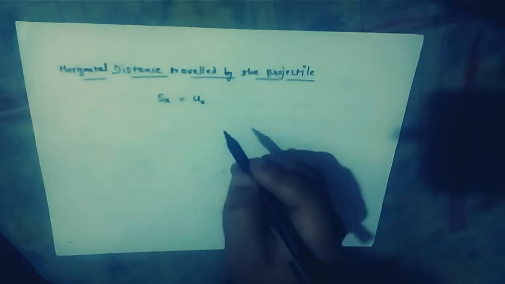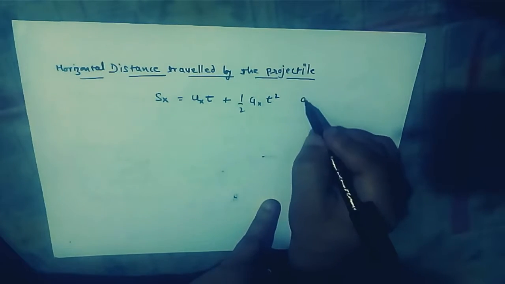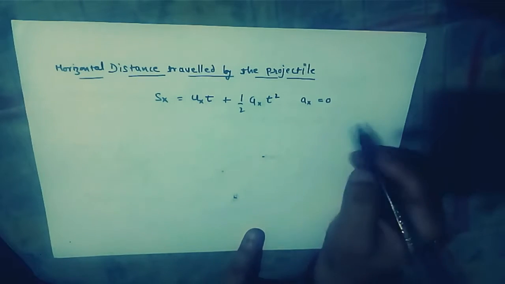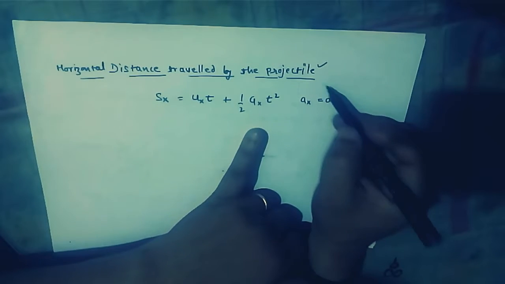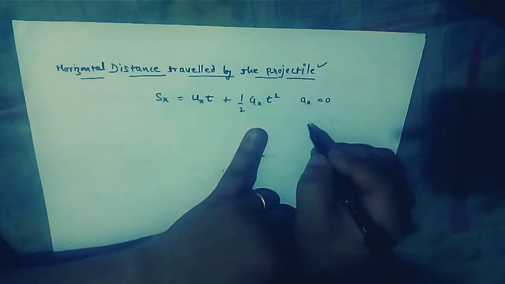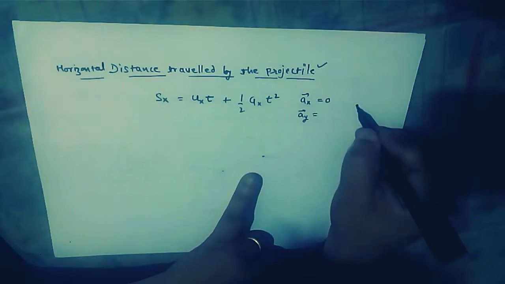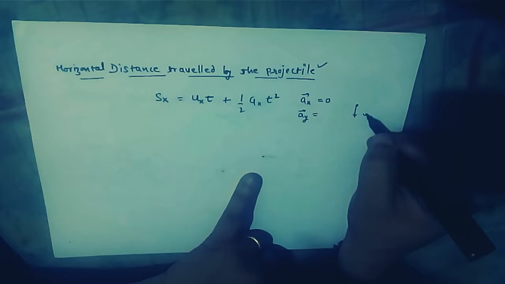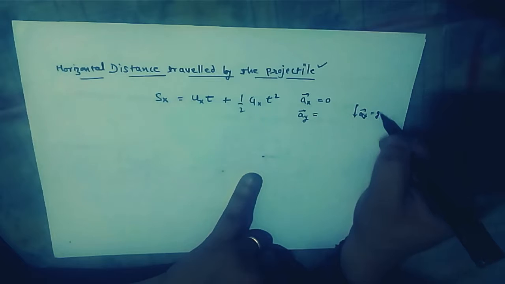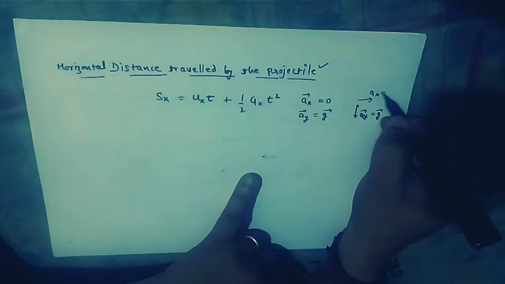So along the x-axis, sx is equal to ux, the horizontal component along the x-axis, times t, plus half ax t square. Here ax is 0, which is the acceleration along the x-axis. We already know that a projectile is a body which moves only under the influence of gravity alone. What does it mean? It means it has an acceleration along the y-axis, because Earth attracts the body downward, and that acceleration is g. So acceleration on the y-axis is g, but there is no acceleration along the x-axis, meaning 0.